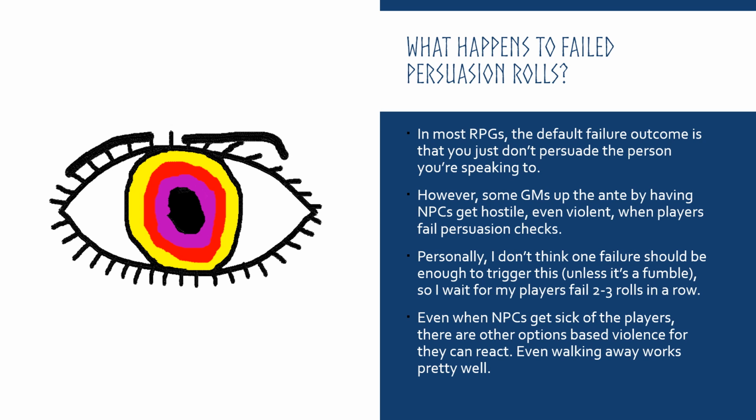And a good analogy for this is climbing a wall. Some GMs, when you fail to climb a wall, will have you fall down the wall and take damage. And likewise, some GMs, when you fail to convince an NPC, will have that NPC become hostile towards you.